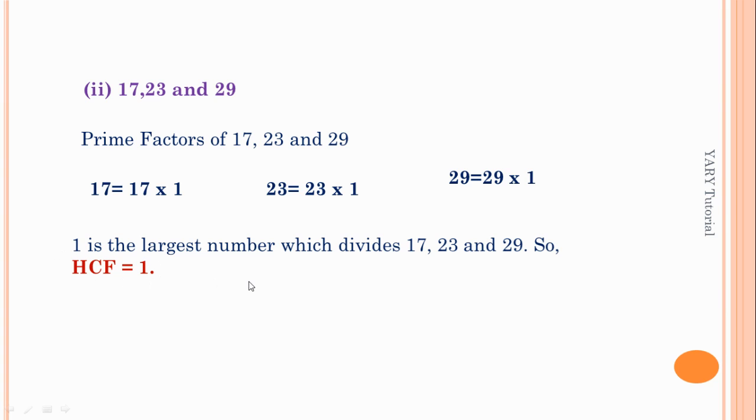Similarly, our LCM is 17 into 23 into 29 into 1. We can include 1 or skip it, because it is not going to change our answer. When you multiply all of this, we get 11,339 as the LCM. HCF is 1 and LCM is 11,339 for this question. Moving to the third part: 8, 9 and 25.